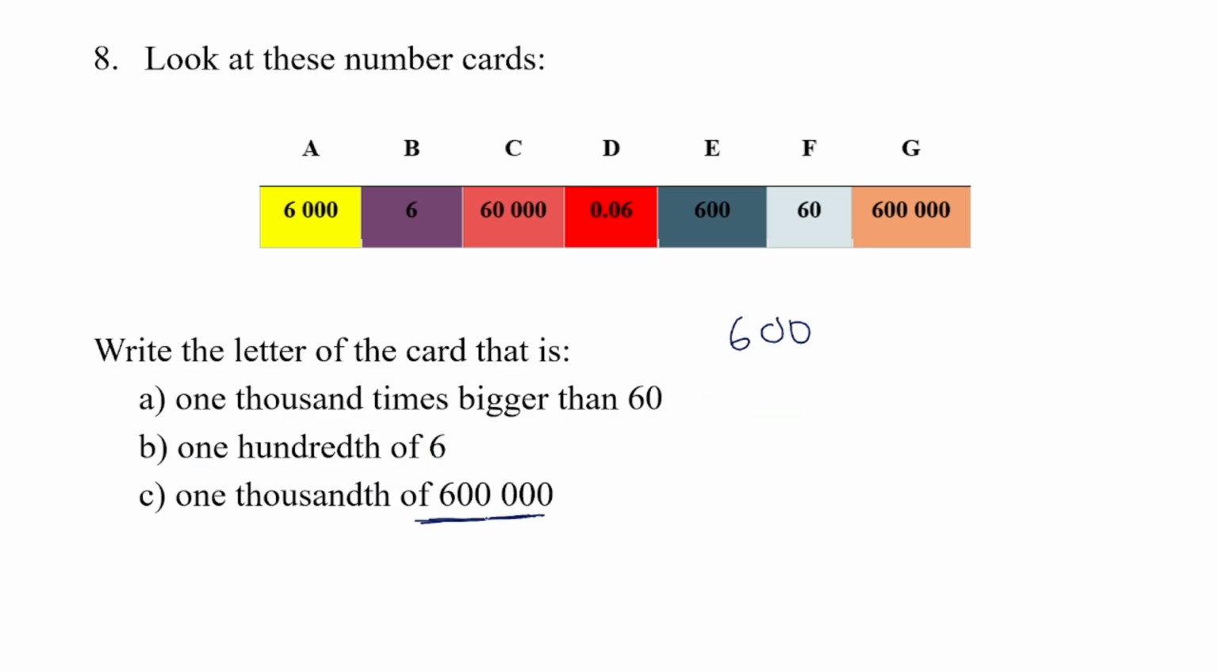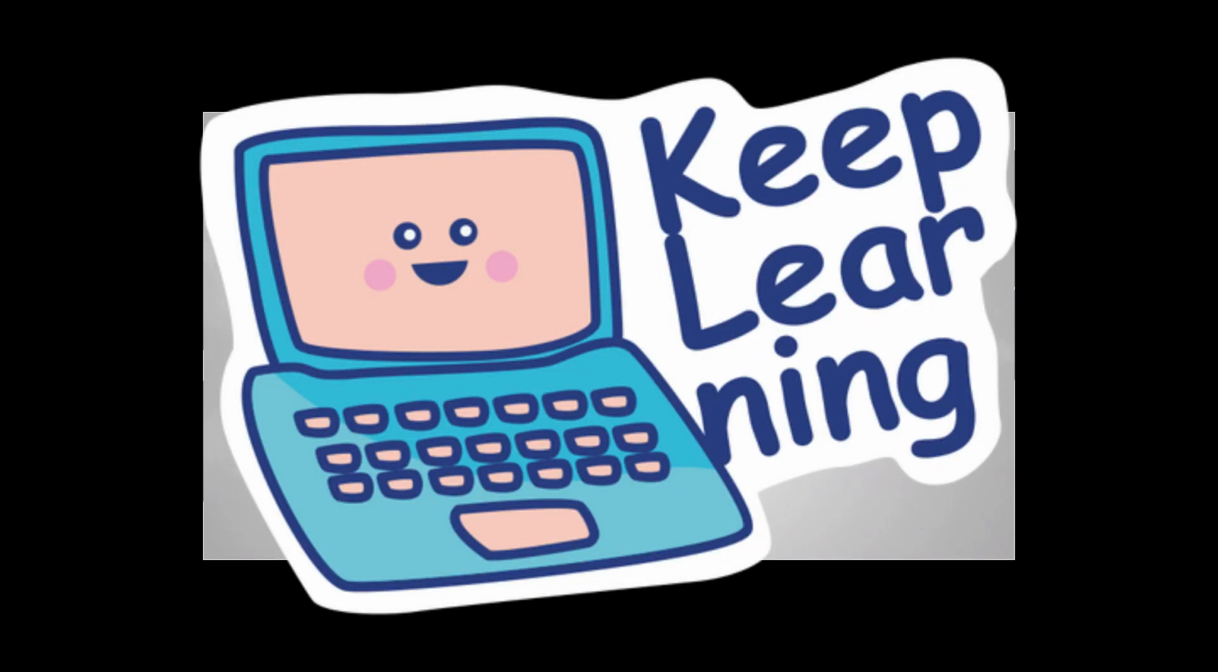1,000th of 600,000. 1,000th means divide by 1,000. So we're going to have 600,000 divided by 1,000 like this. And then where's the decimal place here? It is here at the end of the number. So we're moving the decimal point 3 times to the left. So it's going to be 1, 2, 3. Right, means our number should be 600. So it's card E.